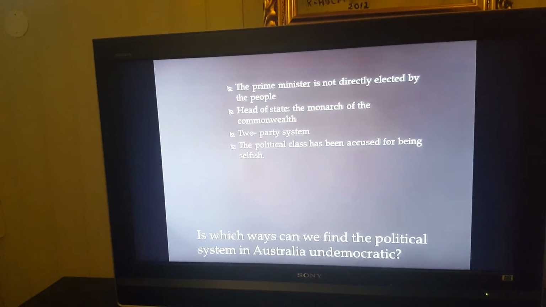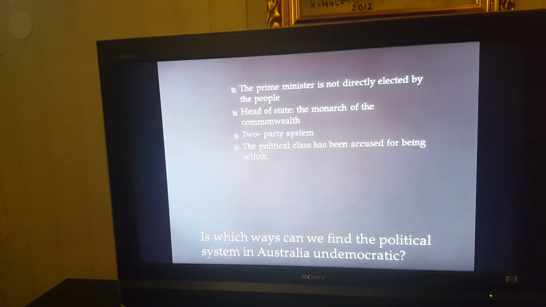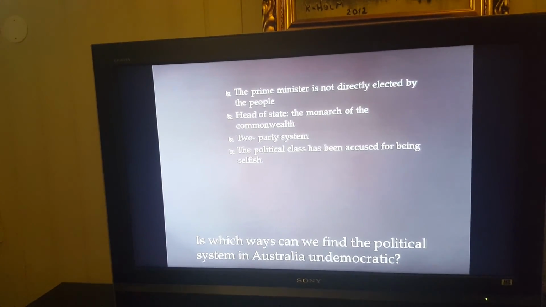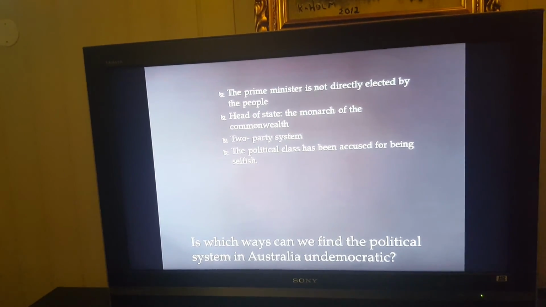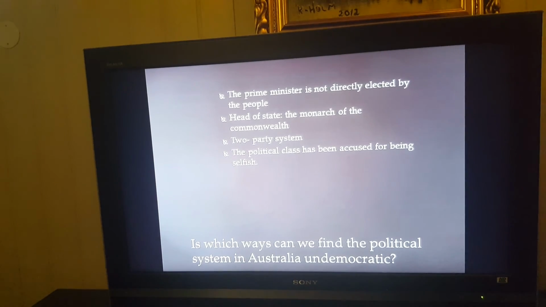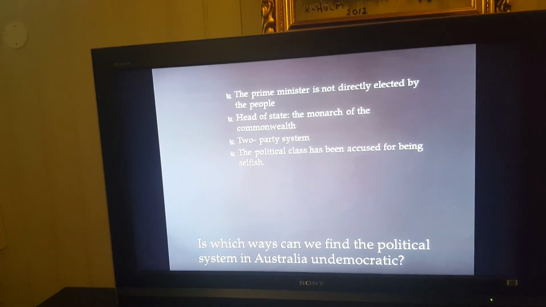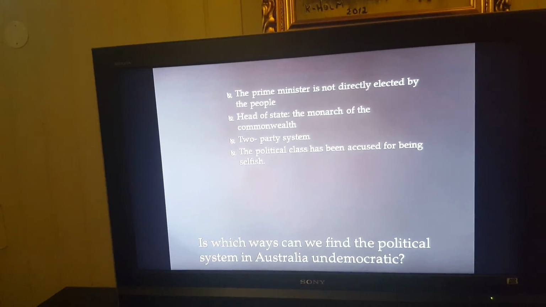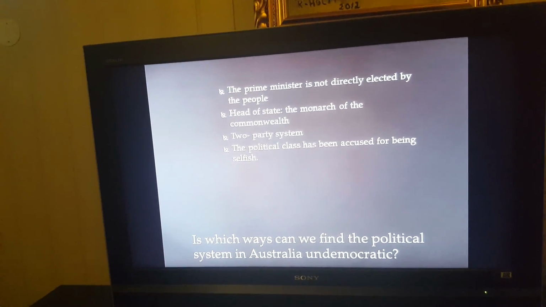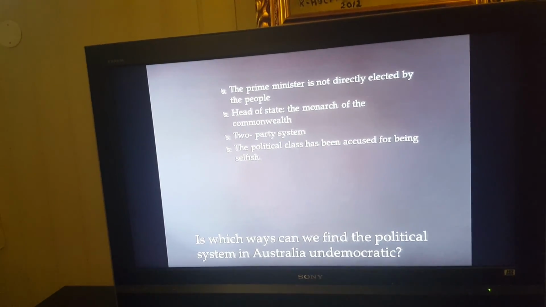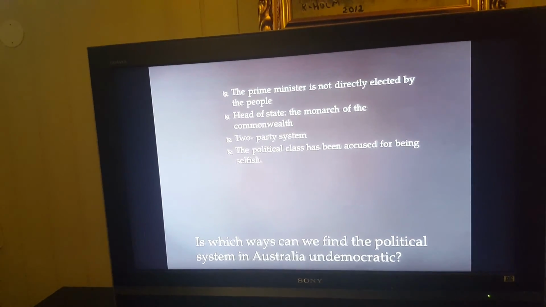So that's what I think is the most undemocratic about the system. But overall, I think the Australian political system is very democratic. They don't have any big things like the Electoral College or the House of Lords that really stand out. The only thing I would think is the largest problem is that the Prime Minister is not elected directly by the people, but still the people elect the party that the Prime Minister comes from. So yeah, that was my presentation.